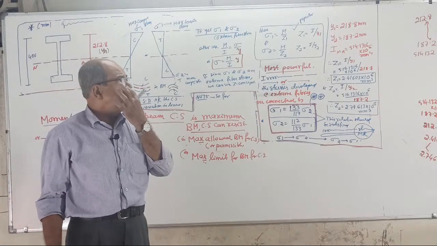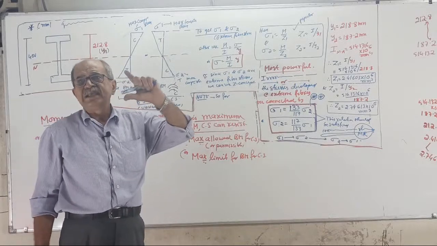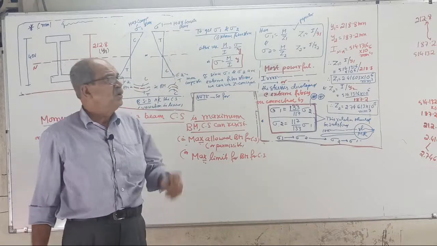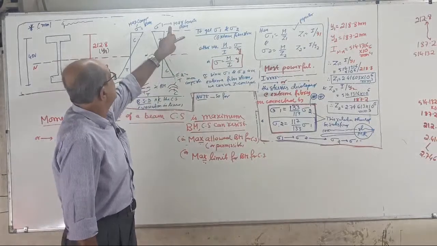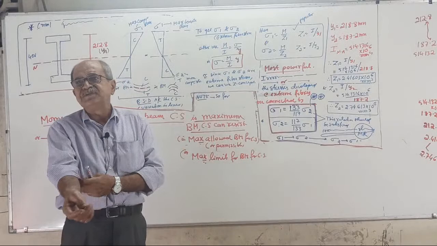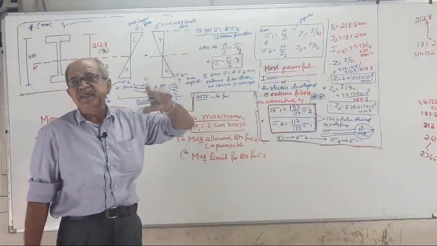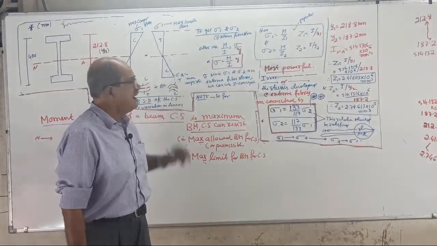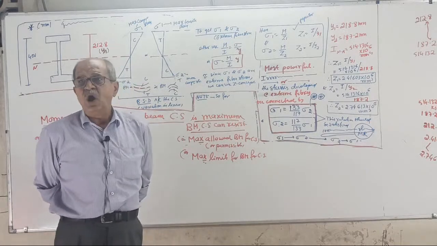Then next question: what BM will produce maximum compression of so and so? BM is sagging, so compression at the top. So find what BM will produce compression sigma 1 at the top. Top fiber stress is compression equal to the given value, get M, and then find for that bending moment what tensile stress will come.